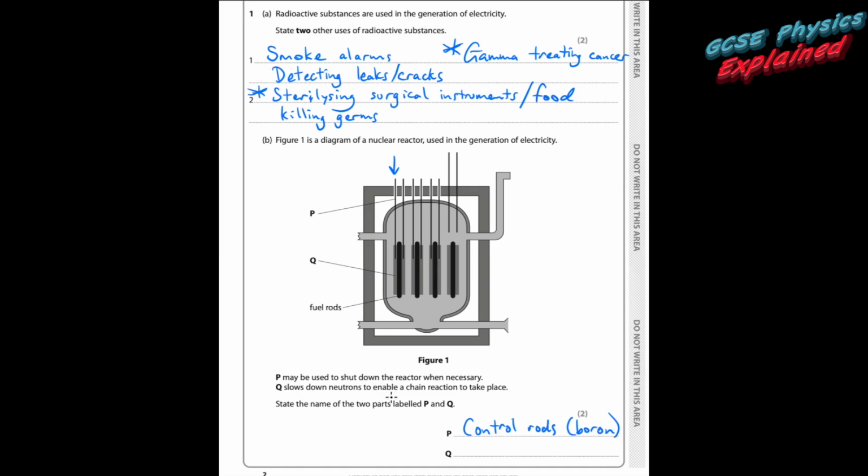Q slows down neutrons to be able to enable a chain reaction to take place. That'll be the moderator, which is usually heavy water. H3O instead of H2O. The moderator is sometimes graphite.